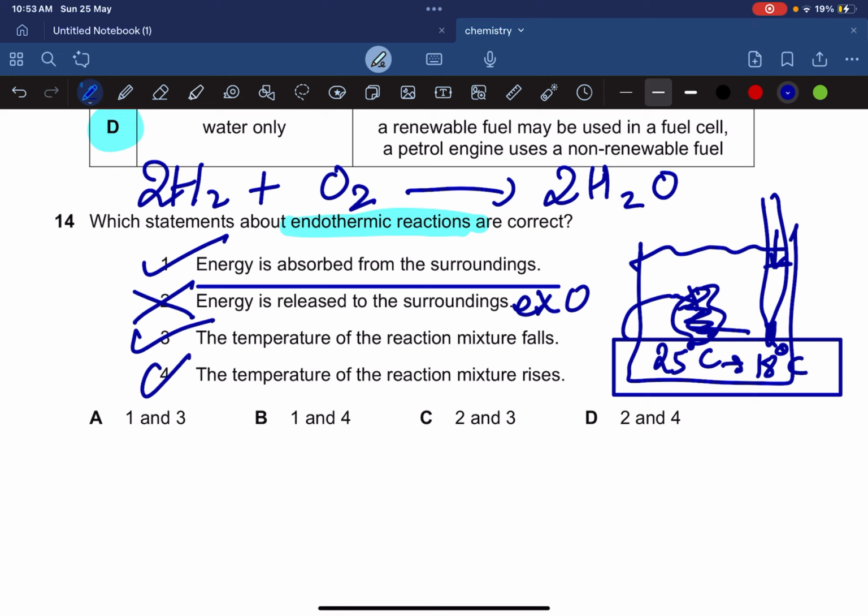The temperature of the reaction mixture rises. That's going to be incorrect, making options 1 and 3 correct. So that's going to be option A.